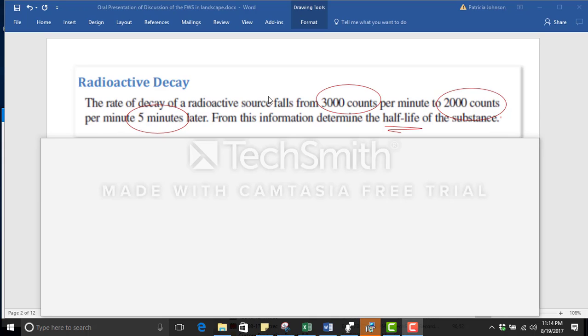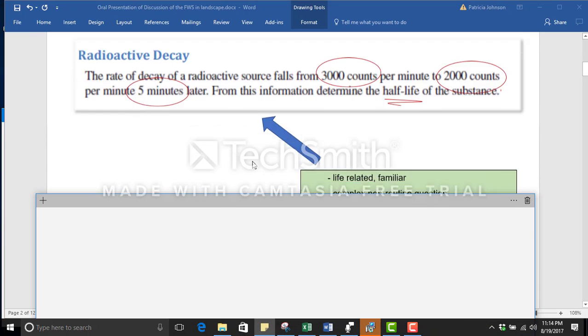The rate of decay of a radioactive source falls from 3,000 counts per minute to 2,000 counts per minute 5 minutes later. From this information, determine the half-life of the substance. Let's start with the equation for radioactive decay.